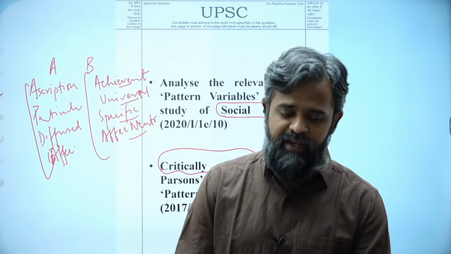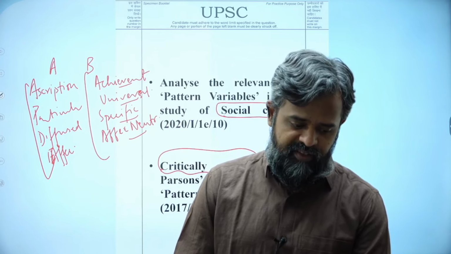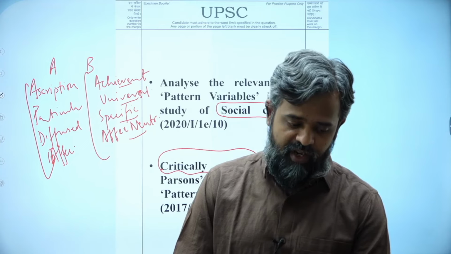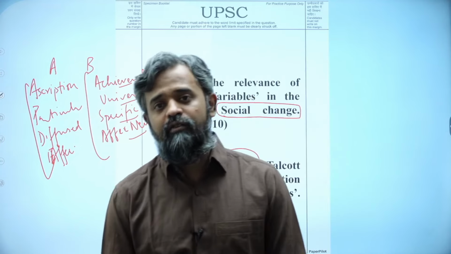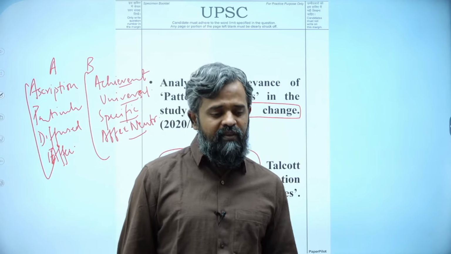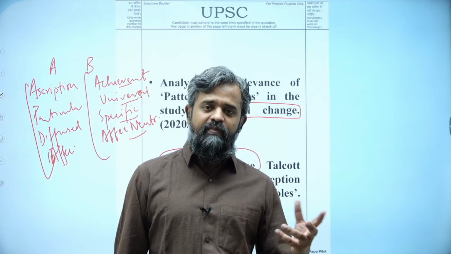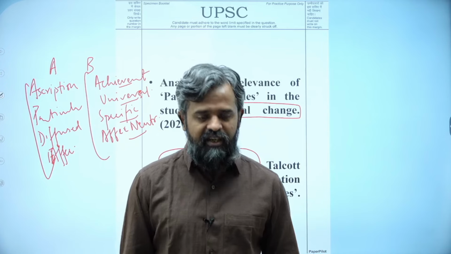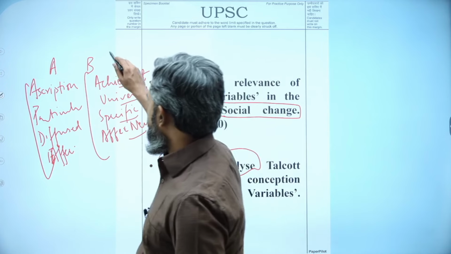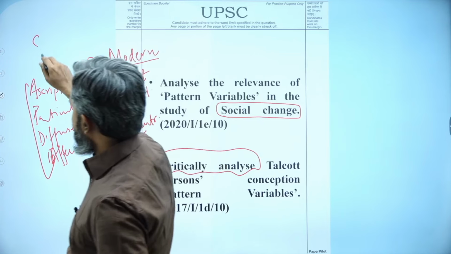So there are 5 pattern variables. Particularism versus universalism, affectivity versus affective neutrality, and then of course collective orientation versus self-orientation. Now, pattern variables A are typical of simple societies, whereas pattern variables B are typical of modern societies. So this is modern and this is traditional.